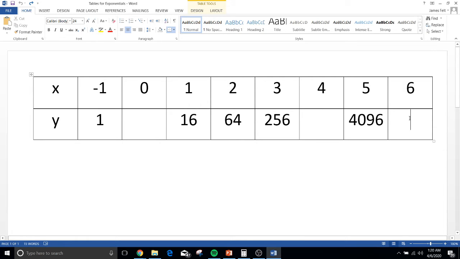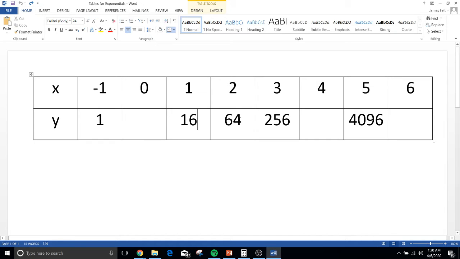Now, the first thing we're going to do is determine whether this is linear or exponential. Remember, if this is linear, then we will add the same amount as we travel to the right or subtract the same amount. If this is exponential, we will be multiplying by the same amount as we travel to the right. So let's start with the 16.